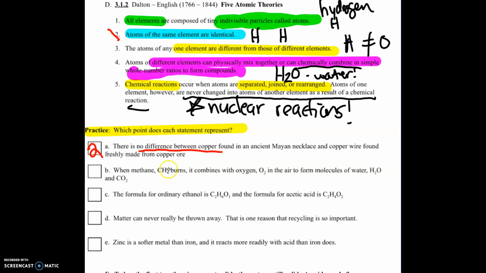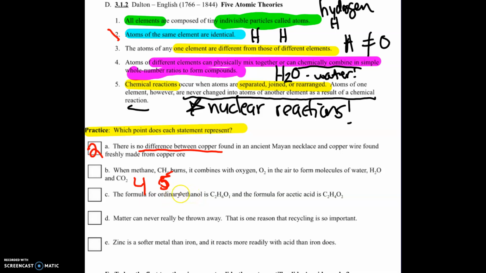B. When methane, CH4, burns, it combines with oxygen in the air to form molecules of water and carbon dioxide. Well, let's see. Number 4, different elements can mix. That sounds pretty good. Chemical reactions. Number 5, separated, joined. That sounds pretty good. So right now I'm thinking maybe either 4 or maybe 5. We'll come back to that one.